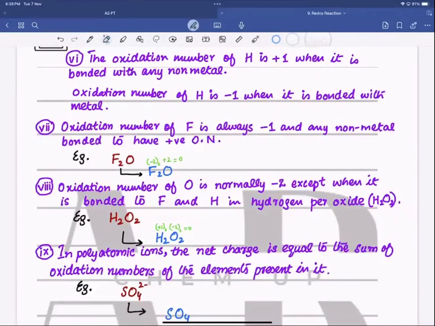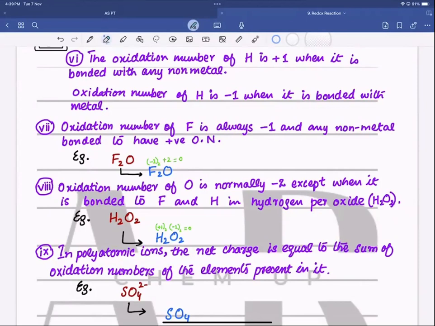Sir, I didn't get the seventh and eighth rule. Okay. The seventh rule says that in a compound, fluorine is always -1. So whatever element is bonded to fluorine, if fluorine is always -1, then the other element must become positive. The oxidation number of the other element always becomes positive. Is this clear?